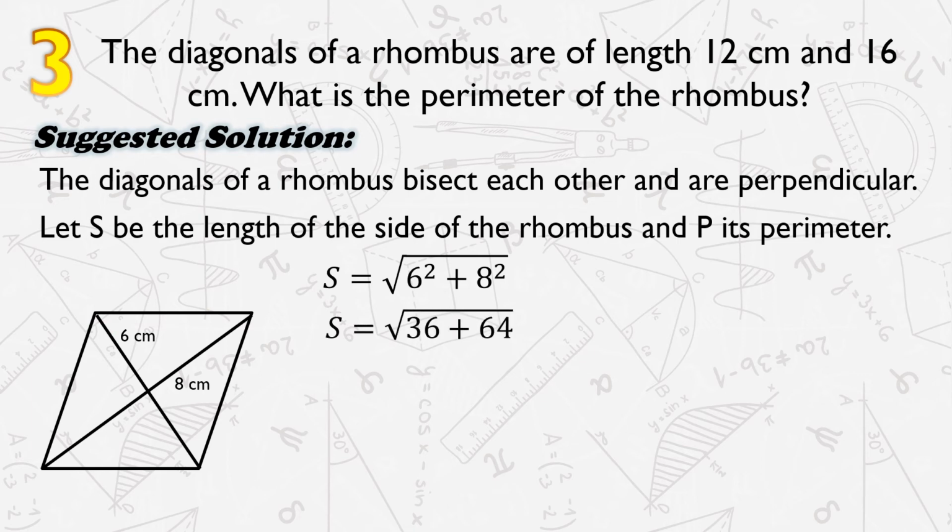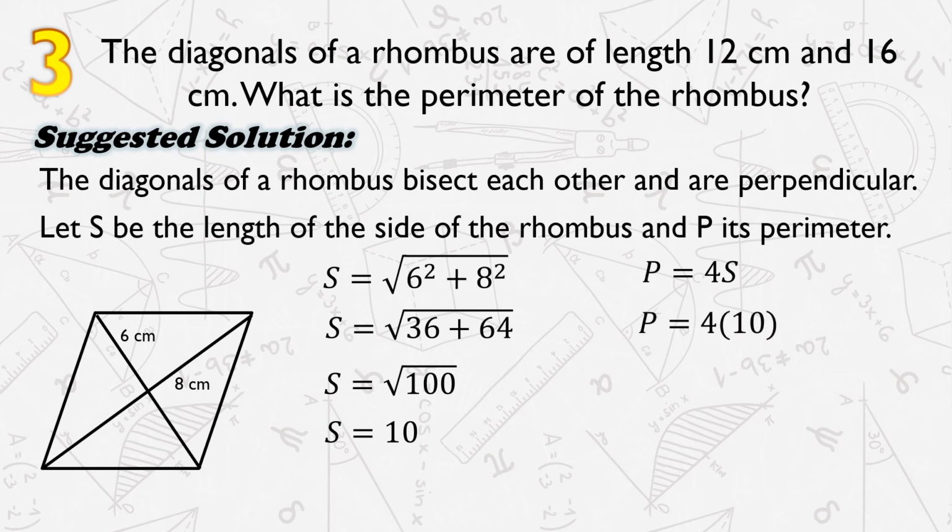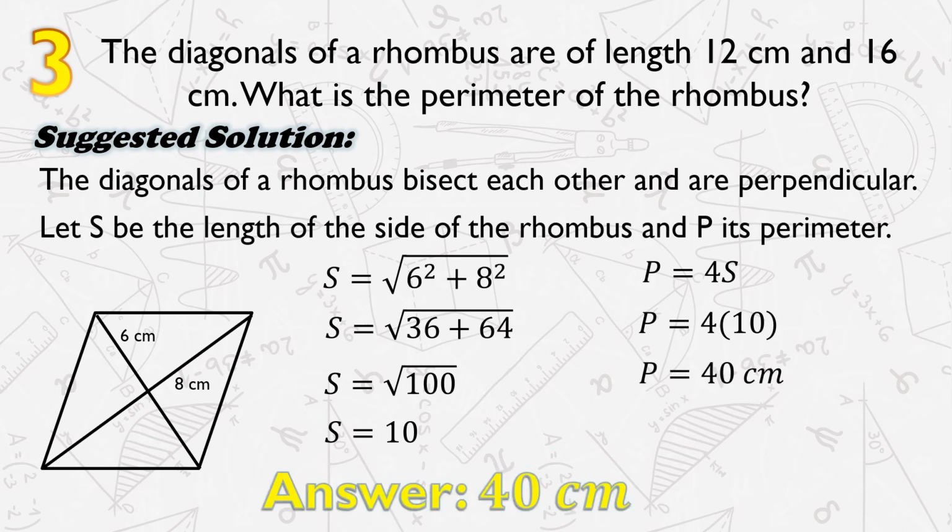Then S is equal to the square root of 100. Therefore, each side of the rhombus measures 10 centimeters. To get the perimeter, we just multiply the length of each side by 4. So we have P equal to 4 times 10, then the perimeter is 40 centimeters.